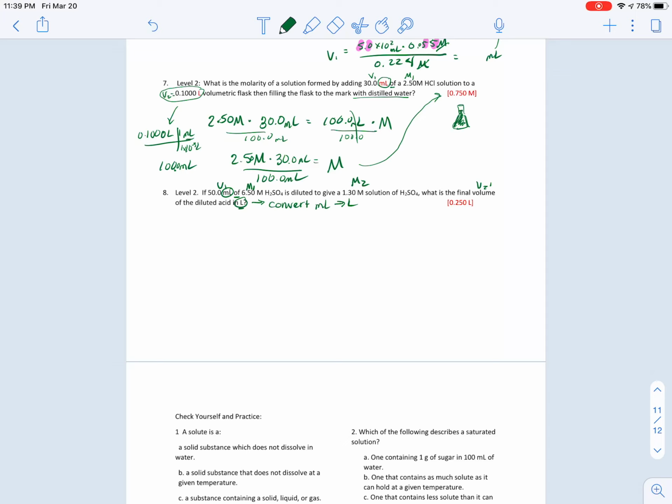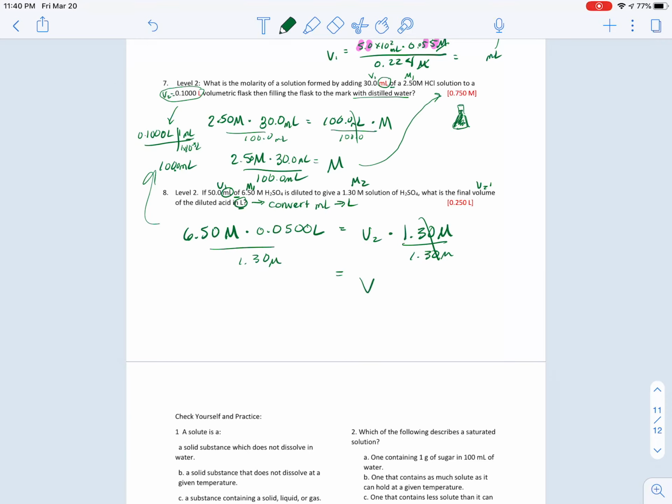So at the end, I need to remember to convert. I'm going to come out in milliliters, so I'm going to remember to convert my milliliters to liters. Or at the beginning, I can go ahead and convert my milliliters to liters. Can you do it in your head yet? You do it the same way as up here. You should get 0.050 liters. That's my volume times my 6.50 molarity equals my volume 2 times my 1.30 molarity.